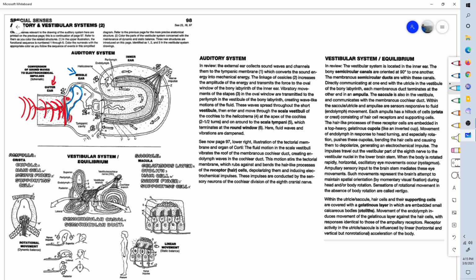The malleus transmitted its vibrations via a joint right here, a synovial joint, to the incus, which then began to vibrate and shake. And the incus transmits through this little joint right here, transmits its vibrations to the stapes. The stapes, which is shaped like a stirrup.